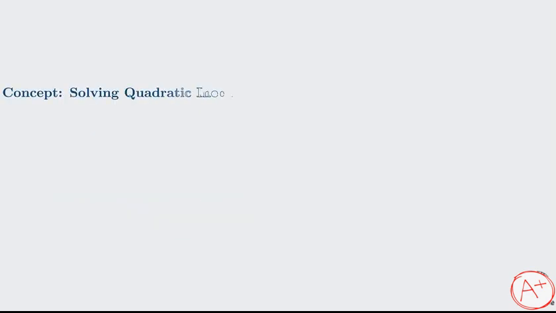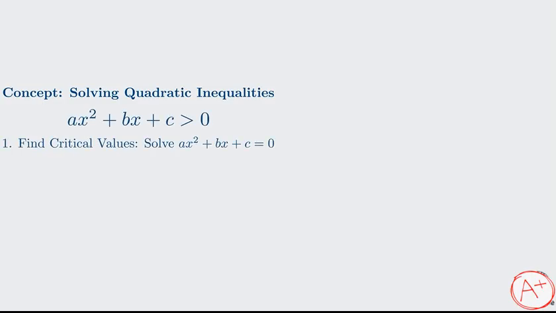Solving a quadratic inequality requires more than just finding values for x. It requires identifying a region. The most reliable way to avoid mistakes is to use a graphical approach. To solve an inequality like ax squared plus bx plus c is greater than 0, first find the critical values by solving the quadratic equation as if it were equal to 0. These values tell us where the curve crosses the x-axis.